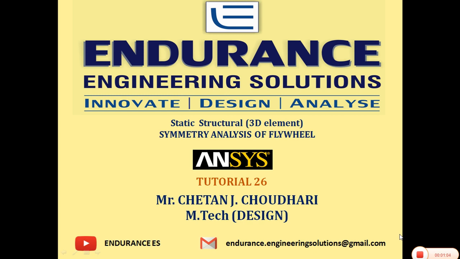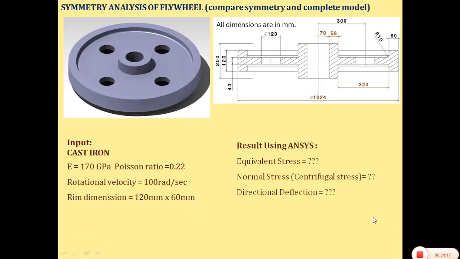Hello everyone, today we will see tutorial number 26 in static structural, and today we are going to simulate symmetry analysis of a flywheel using Ansys Workbench. Why do we choose this particular object for the symmetry analysis? Because it is perfectly symmetric in all directions. We have considered a flywheel with cast iron material, with Young's modulus of elasticity 170 gigapascal, Poisson's ratio 0.22, and the rotational velocity is 100 radian per second.